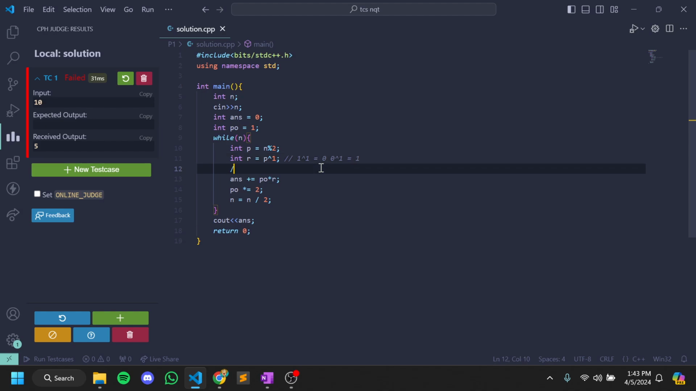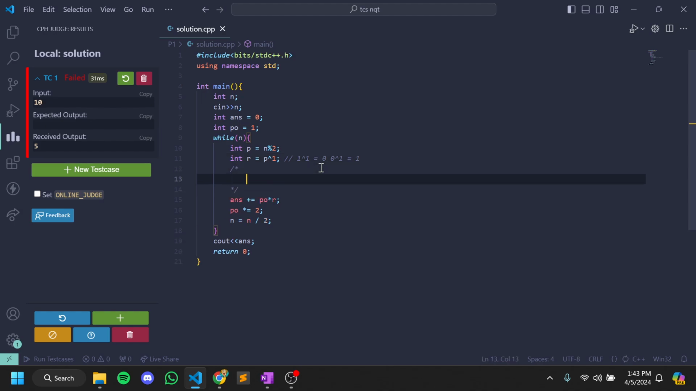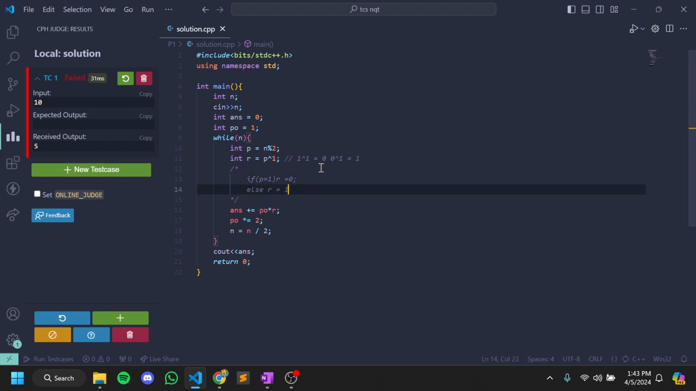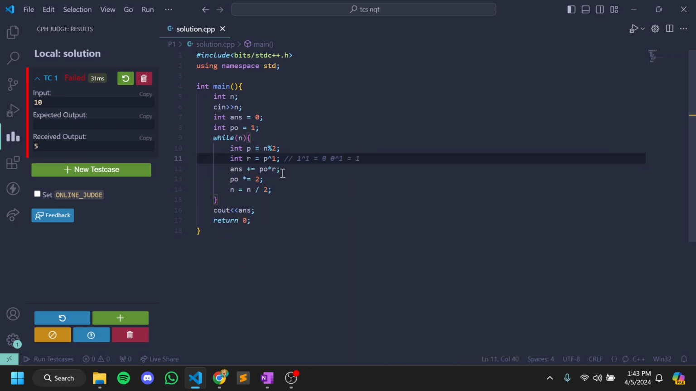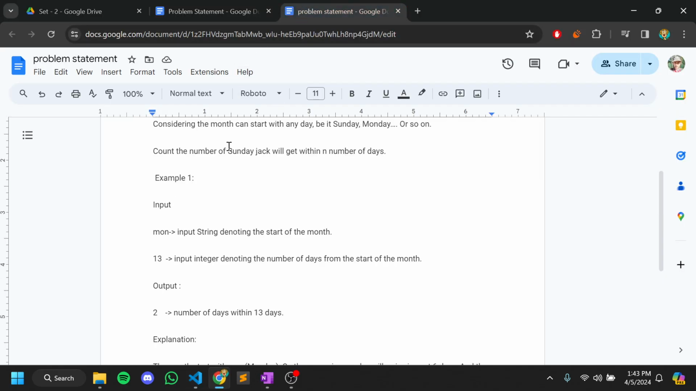You can also solve it through if else's. You can do it if p equals 1, then r equals 0, else r equals 1. But this saves you two lines, and it is pretty easy to write as well and easy to remember. So this is the problem. Now let's move towards the second problem.